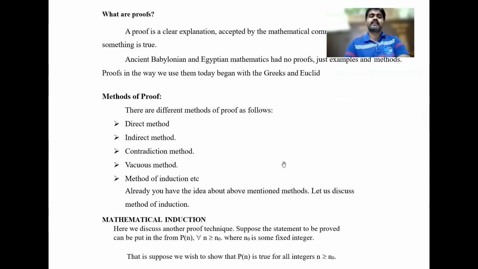So what are the different methods of proof? There are different methods of proof as follows. The first one is the direct method, the second is the indirect method, the third is the contradiction method, the fourth is the vacuous method, and the fifth is the method of induction. The method of induction is the most important, which we call mathematical induction. We already studied the direct, indirect, contradiction and vacuous methods in our intermediate. Mathematical induction is the most important one, and we'll discuss it now.